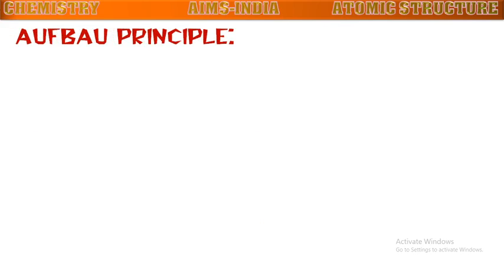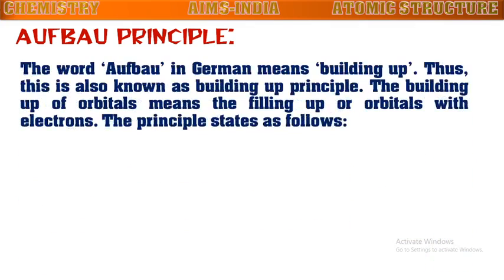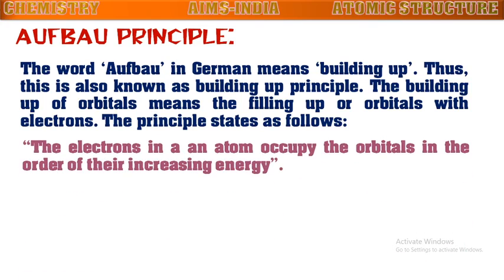Now let us see the first one, Aufbau principle. Here the word Aufbau is a German word which means building up. Thus, this is also known as the building up rule or building up principle. The building up of orbitals means the filling up of orbitals with electrons. This Aufbau principle states that the electrons in an atom occupy the orbitals in the order of their increasing energy.